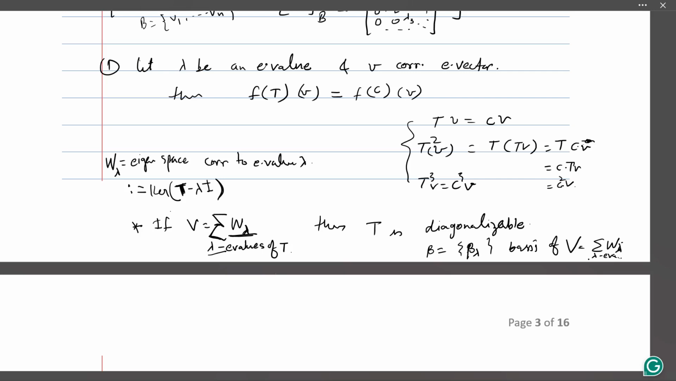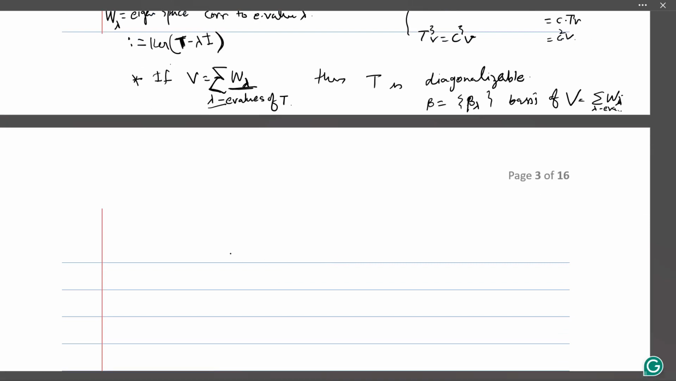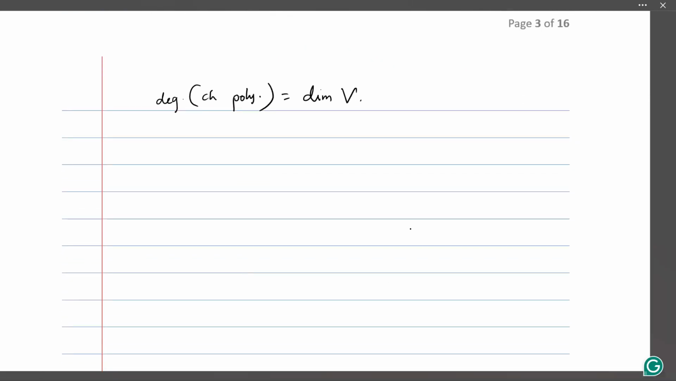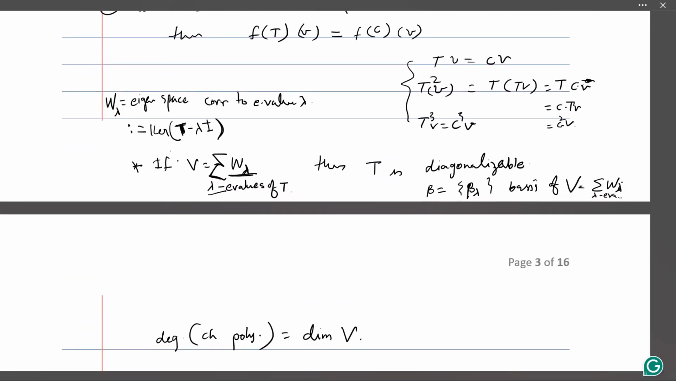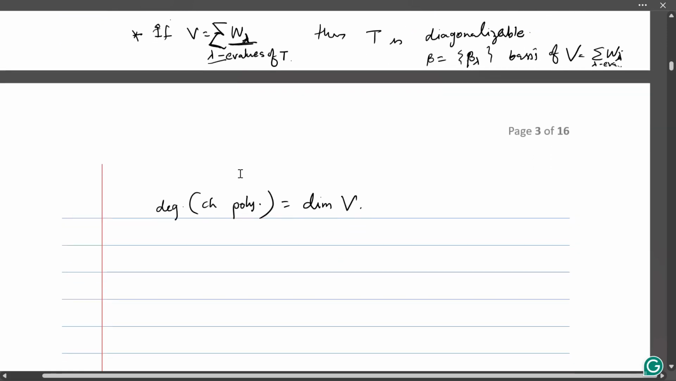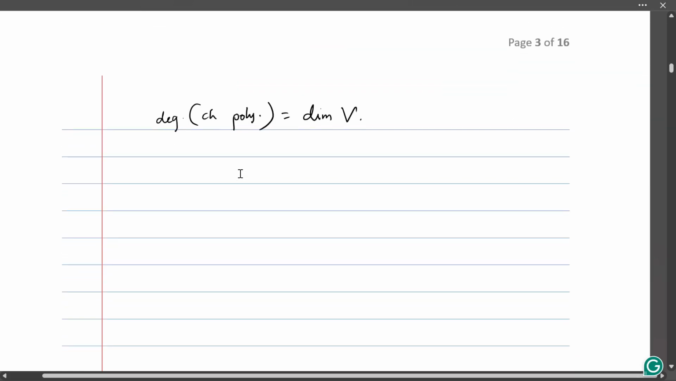So first of all, let me point out that the degree of the characteristic polynomial is nothing but equal to the dimension of V. So it can have only finitely many roots. So this expression contains only finitely many W lambda, because there are only finitely many eigenvalues.